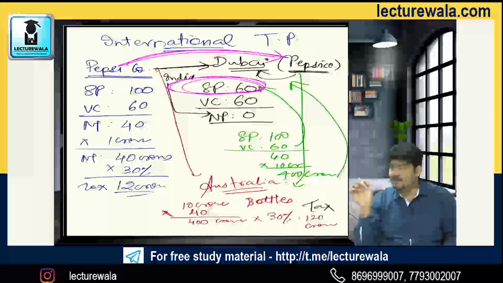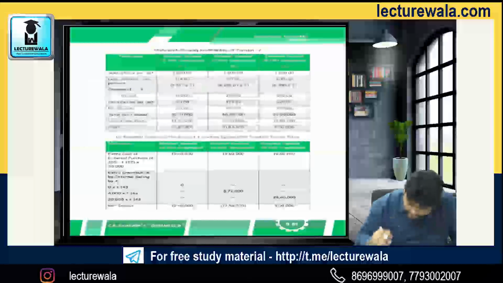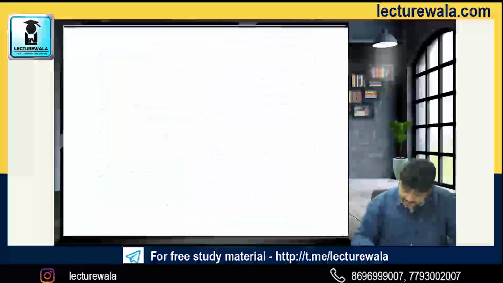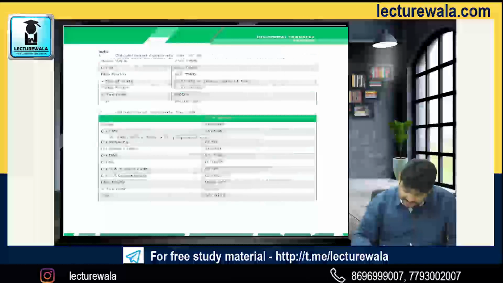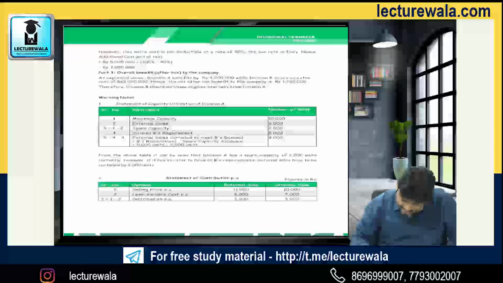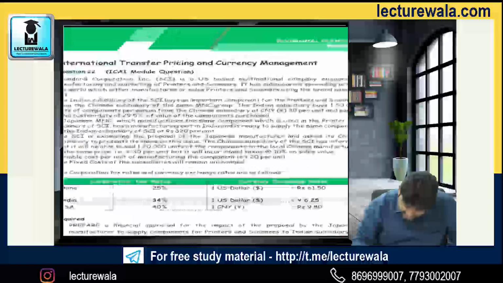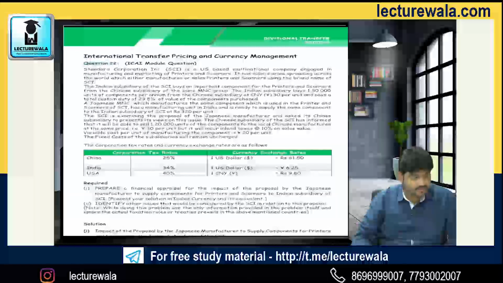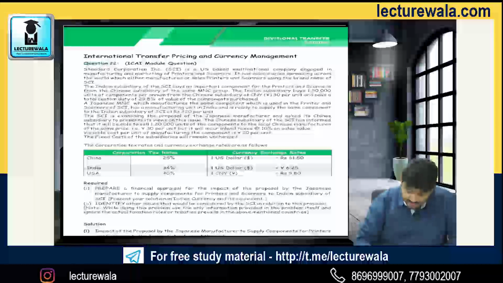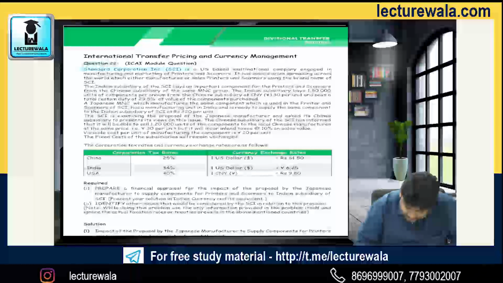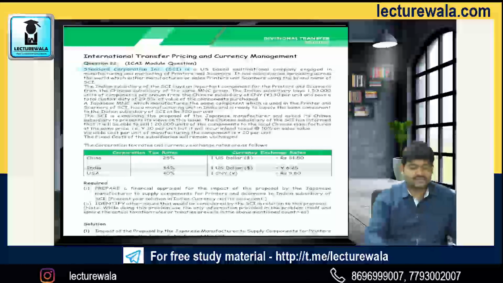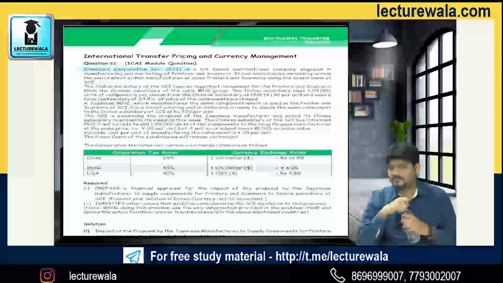So now we are going to solve a question on international transfer pricing. Are we ready? Chalo, let's start. We'll first start with a simple question and then we'll solve a difficult question. Please open this question, everyone. ICAI module question, SCI Corporation of India. It's an ICAI module question.